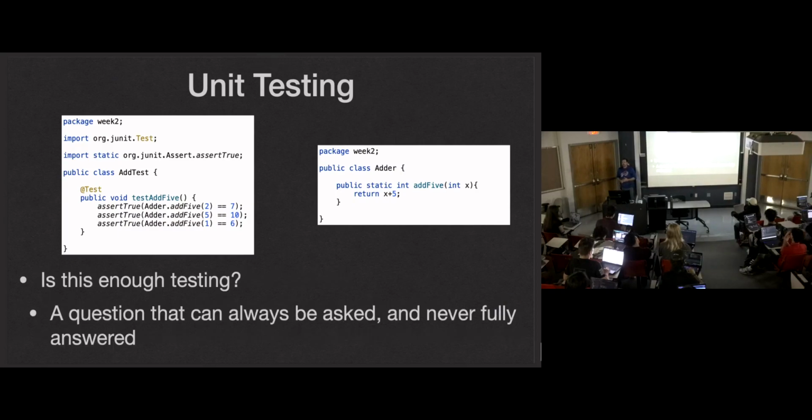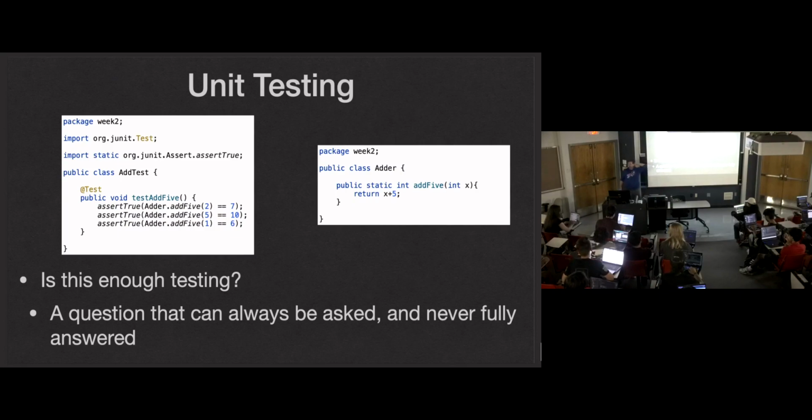And let's return to our question. How do we know our code's right? It's going to transfer a little bit into this new question. Is this enough testing? When do we have enough testing? When can we look at our test suite and say, yes, that's enough testing? I know my code's right if it passed that test suite. I'm good with that.